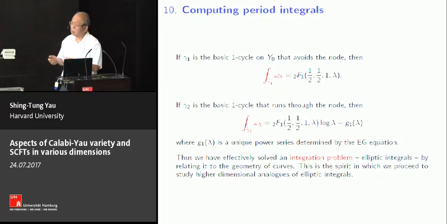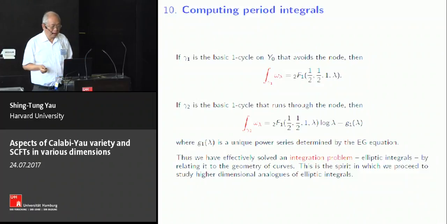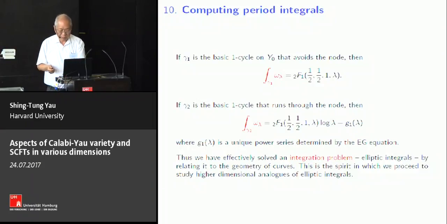For example, in this case, you calculate the integral over gamma 1, you find out this function, and gamma 2 is another base of the elliptic curve, you get this. And G1 lambda is a unit power series determined by the Euler-Gauss equation. So this tells you how to solve the problem of finding the elliptic integrals by reducing it to the geometry of curves. So this whole thing, we will generalize to high dimension.